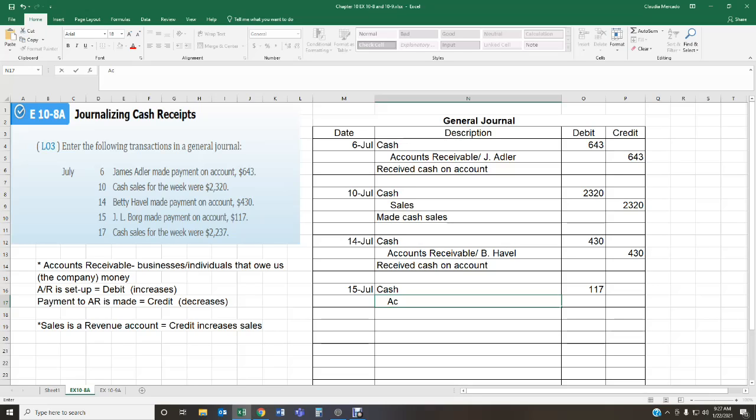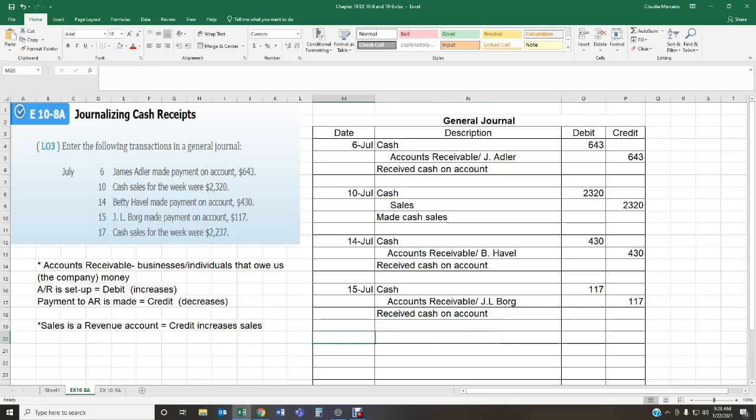So I'm going to go ahead and decrease Borg's accounts receivable, and then I'm going to put here: we have to always identify the customer that is making the payment, because once we get to our subsidiary ledgers, we need to be able to identify that transaction to the specific customer. So never forget to put the name of the customer every time you have an accounts receivable. And then we received cash on account.